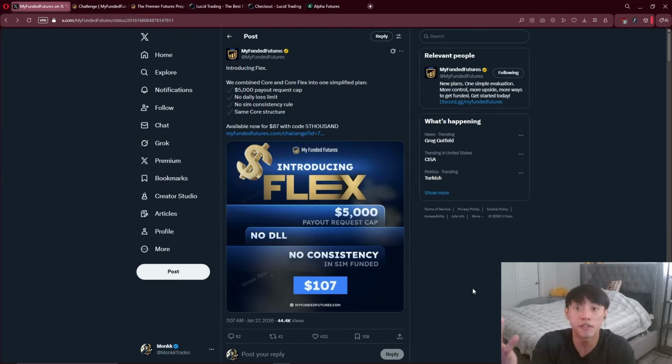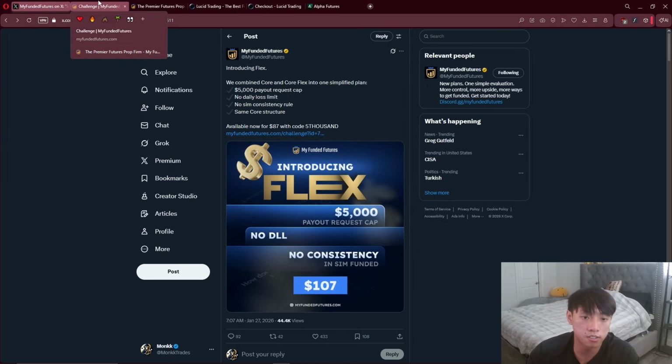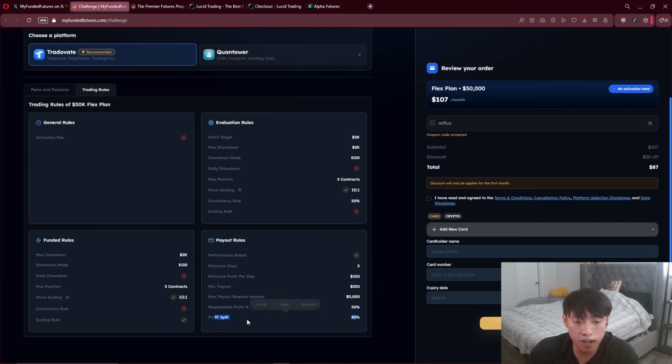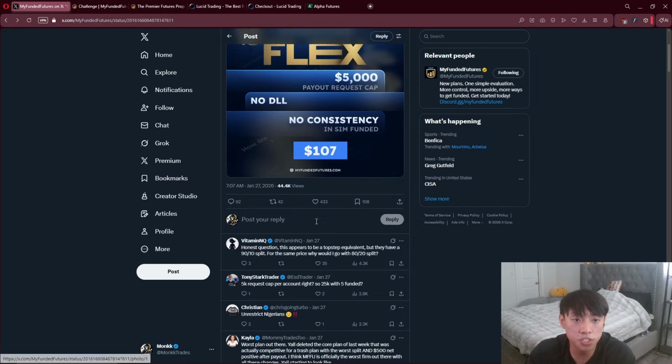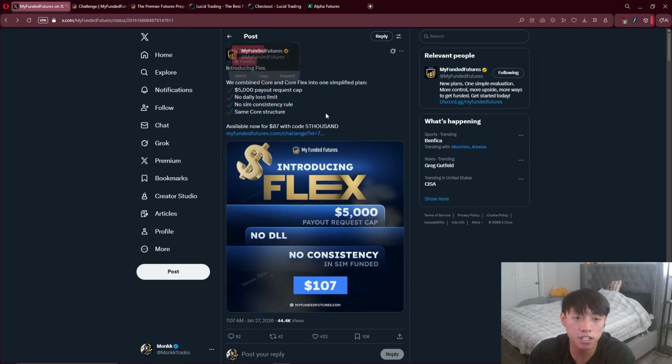I'm gonna be honest, I love My Fund of Futures, guys. I'm gonna say that from the bottom of my heart. This is the account that kind of got me started, and they've always been super reliable, but I don't like this change at all. I'm gonna be completely honest with you guys. The 80-20 is not nice, and I also really hate that requestable profit is 50%. I hate that rule, because like I said, no one is making 10K. Let's be realistic. No one's making 10K to withdraw 50% of the profits. So this change is honestly not necessary, and I don't like it.